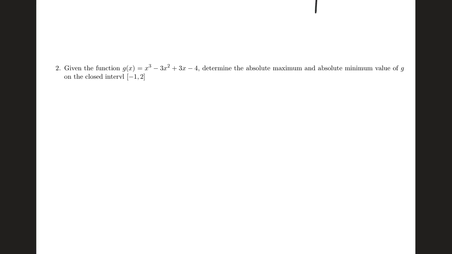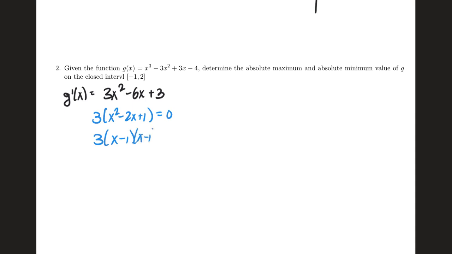Nothing different for number 2, just making sure that you can do it consistently. So we're still going to do the same thing. Find our candidates by first finding the critical points. We're going to set this equal to 0. We're going to get 1 extra candidate, x equals 1. And then I try my candidates. We have -1 and 2 are our endpoints. 1 is our only critical point.